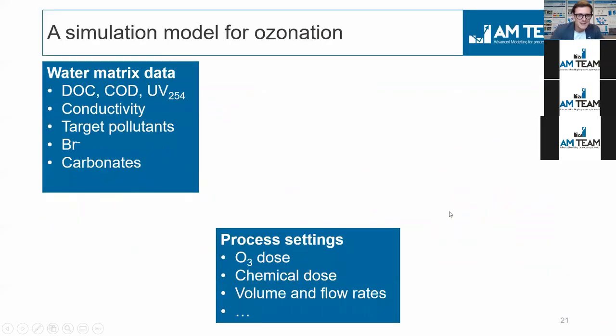Good. So what is a process simulation model? Because Giacomo has already shown a batch reactor. It's actually very similar to a real batch reactor in the lab. You just have inputs and you have reactions going on. So first input is water matrix data. It's DOC, COD levels, conductivity, your target contaminants, bromide levels, of course, very important, and things like that. pH is also in there.